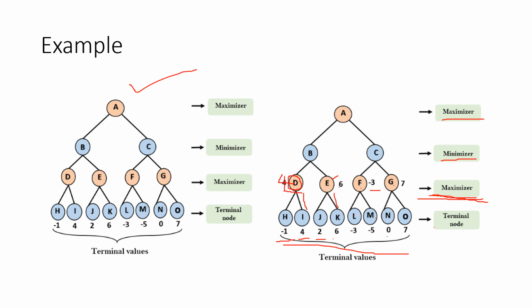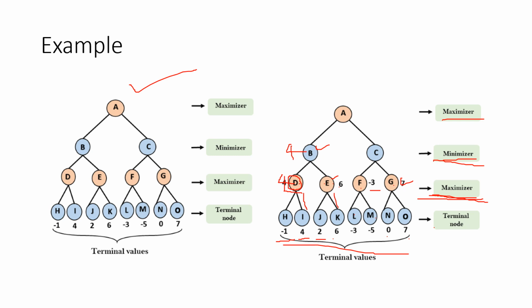G has two child nodes 0 and 7. It will choose the maximum value, that is 7. Then next we are moving up to the next level. It is min nodes. Here min nodes B and C. B has two child nodes D and G with the values 4 and 6. Min level, so it will choose the minimum value. So here 4 will be selected.